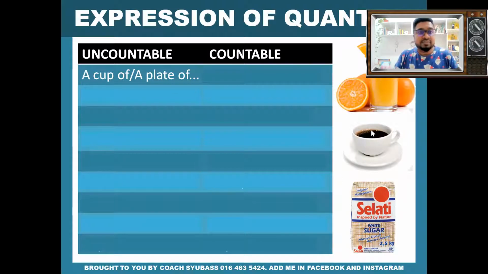But coffee is uncountable. A plate of, katakan nasi, rice. You cannot count rice, but you can use it with a plate of, because you can count how many plates that you are eating. Maybe you ate 2 plates of rice today. So you can count based on plates. That is how you express quantity of rice, a plate of rice, a cup of coffee. Ini yang saya maksudkan dengan expression of quantity.